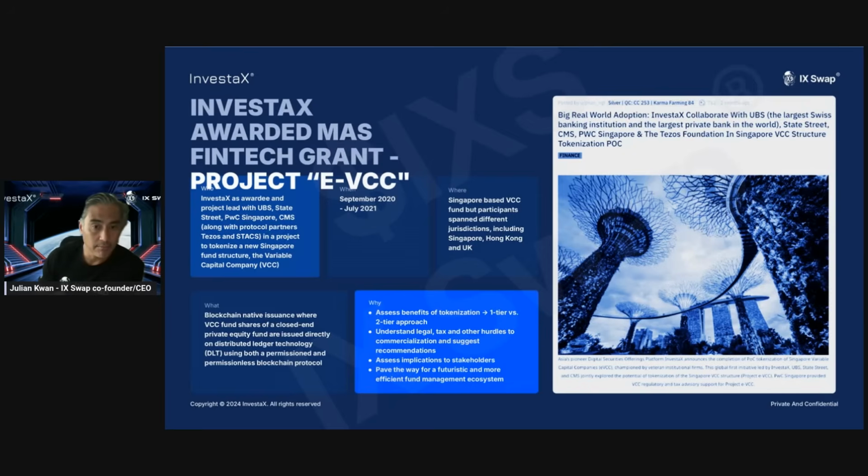We were actually involved in tokenizing the very first onshore Singapore fund vehicle with an MAS fintech grant, with UBS, State Street, and PwC. You're now seeing this real evolution of fund tokenization. Securities in the US is one of the leaders there. They've been tokenizing stuff with BlackRock.